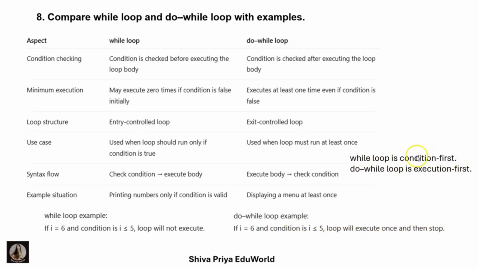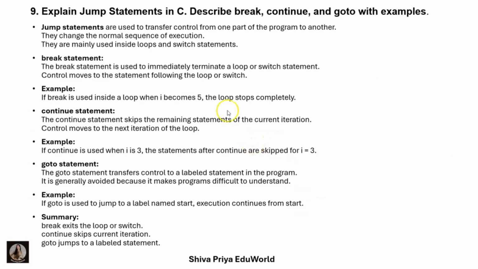While loop is condition first. In while loop, it will check the condition first, and in do while loop, it executes first. Then it will check the condition. That's why it will execute at least once. Clear with this? Let's move to the next question.